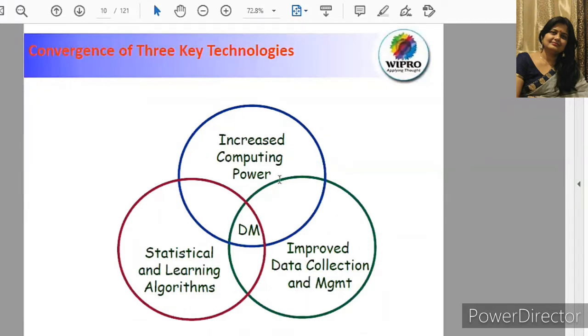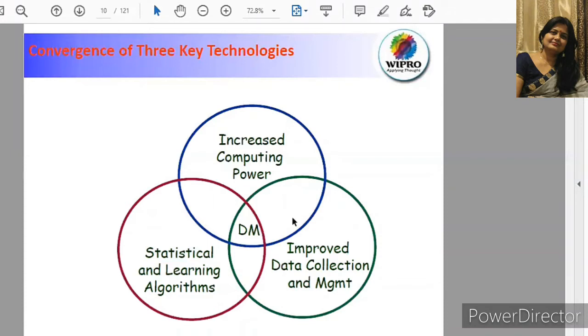That's why I selected this presentation, which was shared with us at one of the conferences. So this is increased computing power. The more data we have, the more we require algorithms that can handle increased computing power. Secondly, more statistical and learning algorithms need to be analyzed and implemented, and there must be improved data collection and management. This is sometimes very much neglected, but in my view it is the most important thing, because the more efficiently you arrange the data, the easier it becomes to manage.